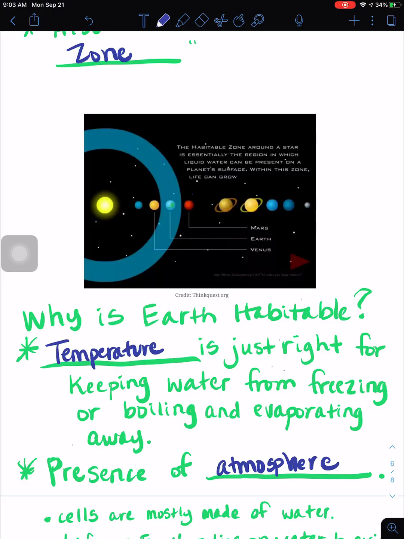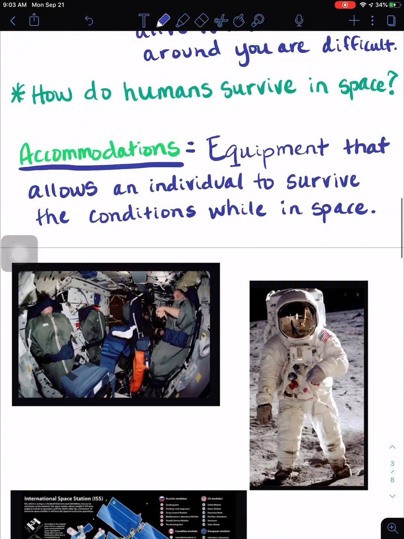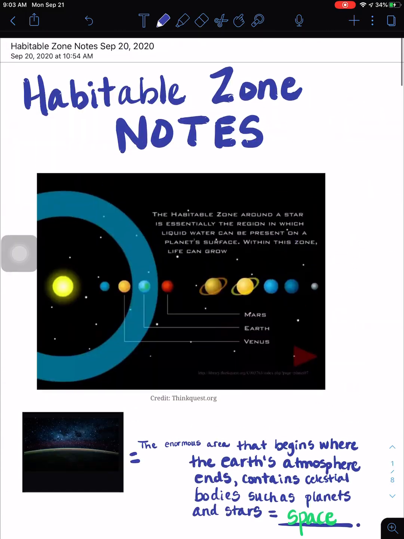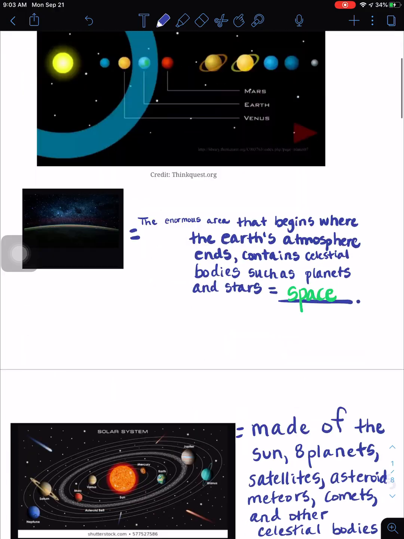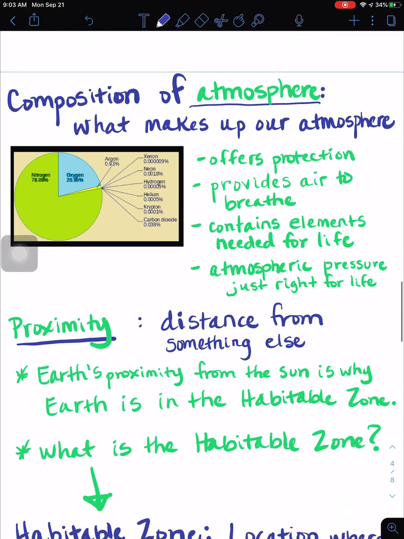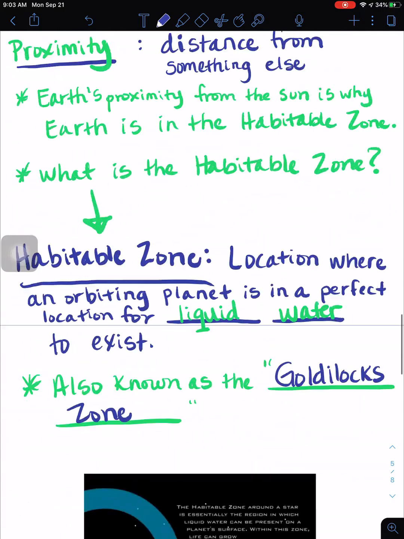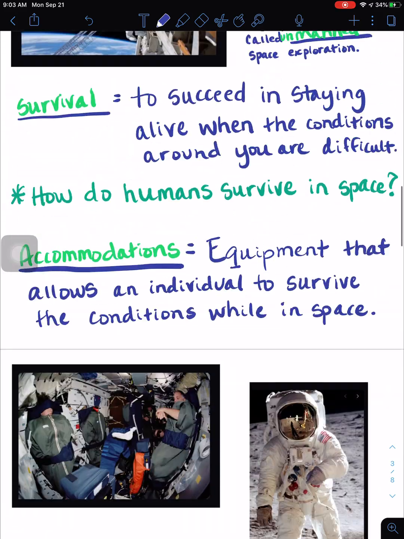So those are your habitable zone notes. You are to write down important topics or screenshot any of this and put it into your digital notebook, or if you're handwriting things, write down the key points of these notes, the things that you definitely need to know if you don't already know, like definitely this last page, starting with the composition of the atmosphere and the habitable zone. Put those in your notebooks for your notes, and that is it.